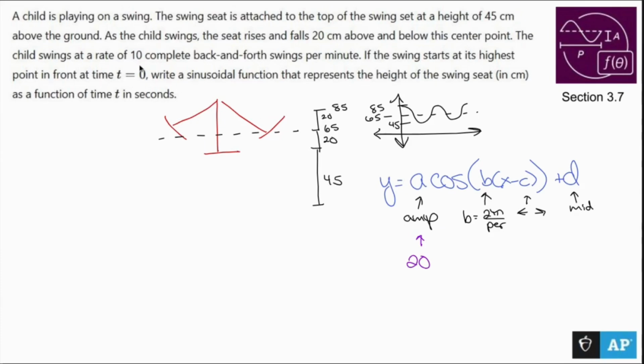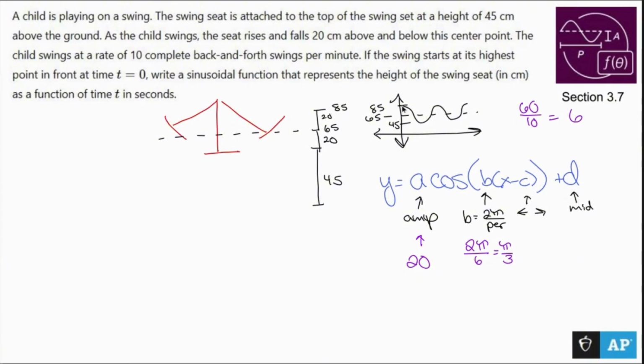This goes 10 complete back and forth swings per minute, which means how long does it take to complete top to bottom to top again? Well, if it's 10 per minute, then 60 divided by 10 is going to be a period of 6 seconds. So my B is going to be 2 pi over 6, which simplifies to pi over 3.